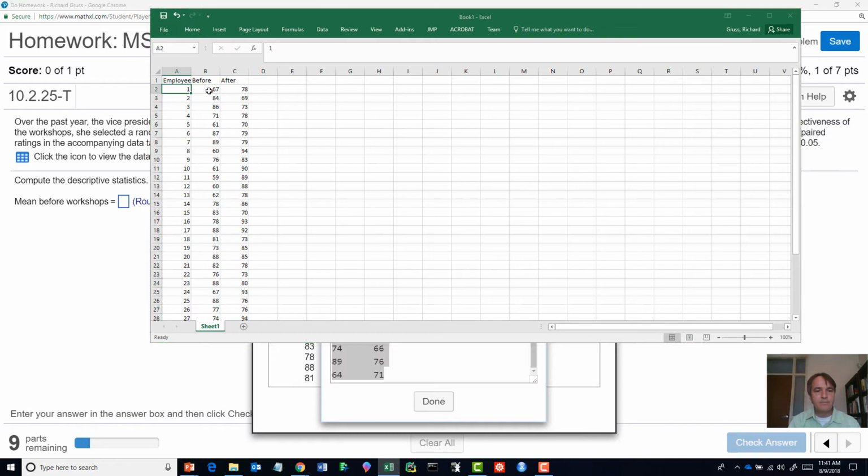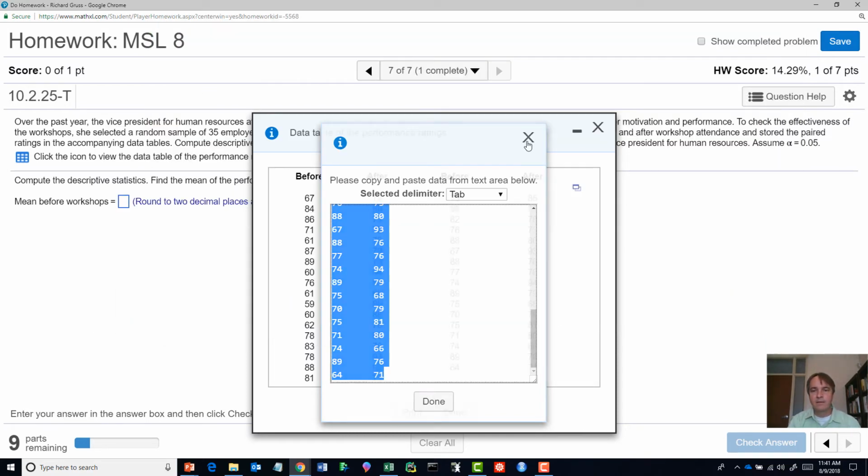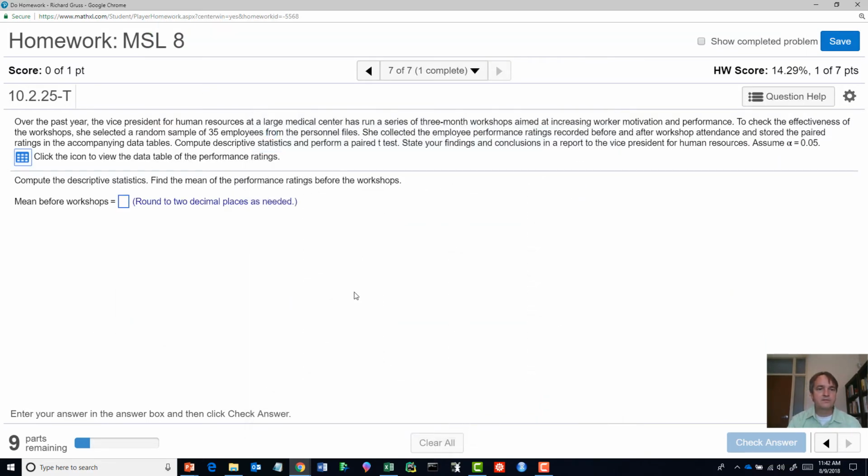All right, so we got our data now. Let's see what we're asked. So we need to compute various descriptive statistics and then perform a paired t-test. We're going to assume alpha is 0.05. All right, let's go ahead and do this.